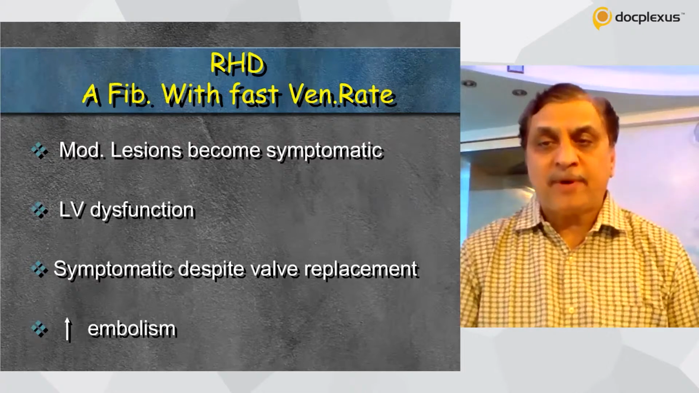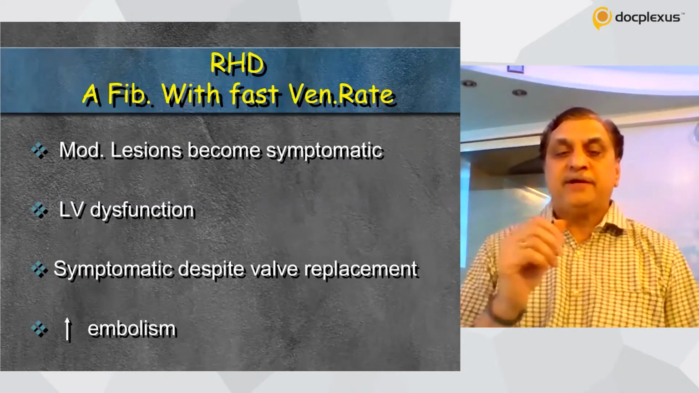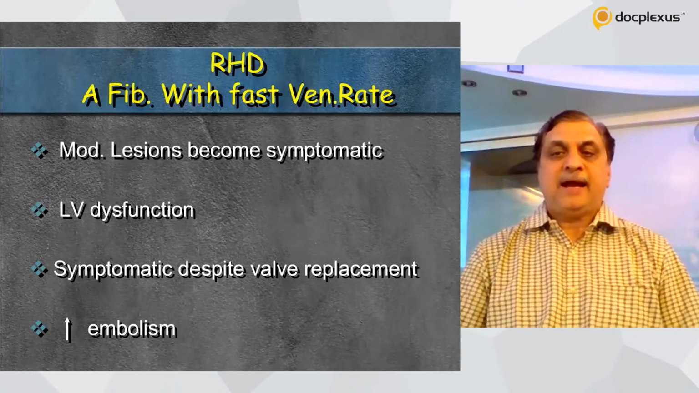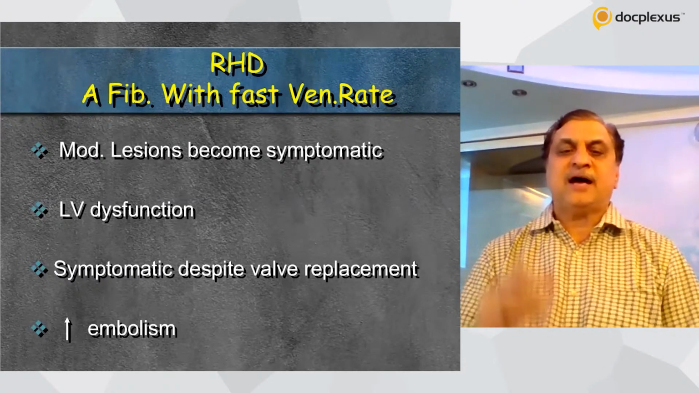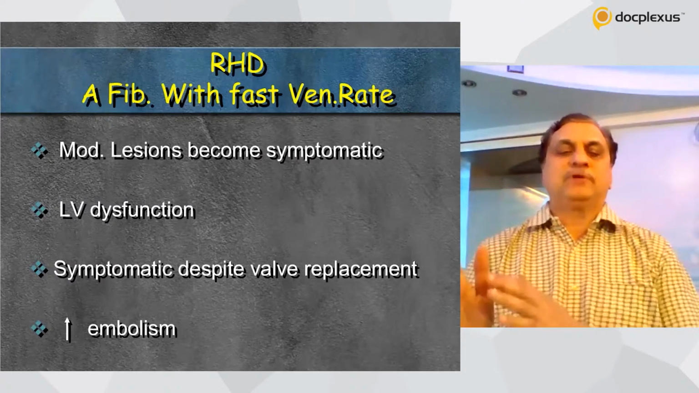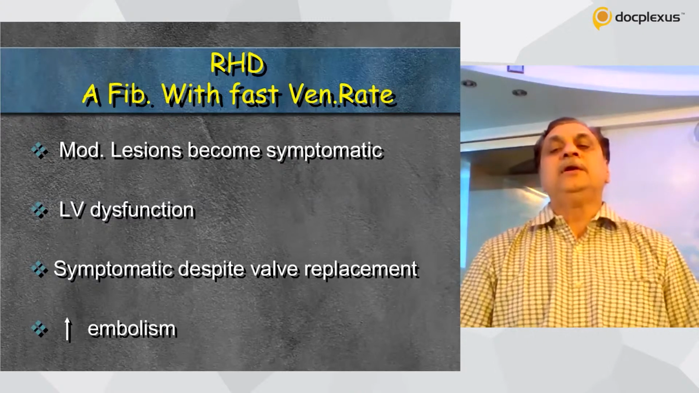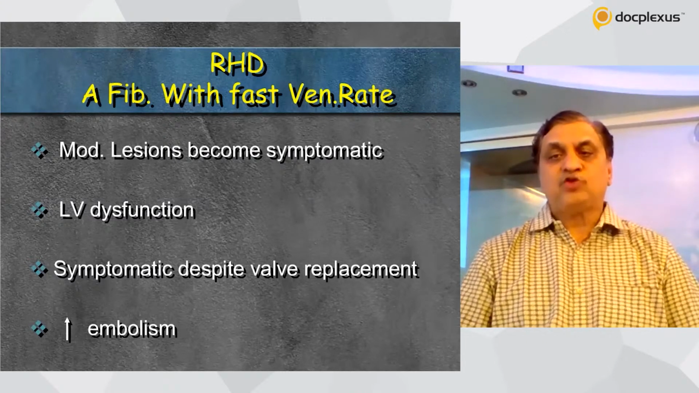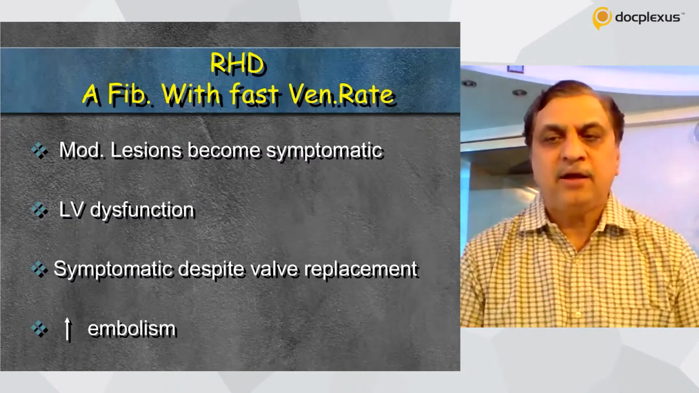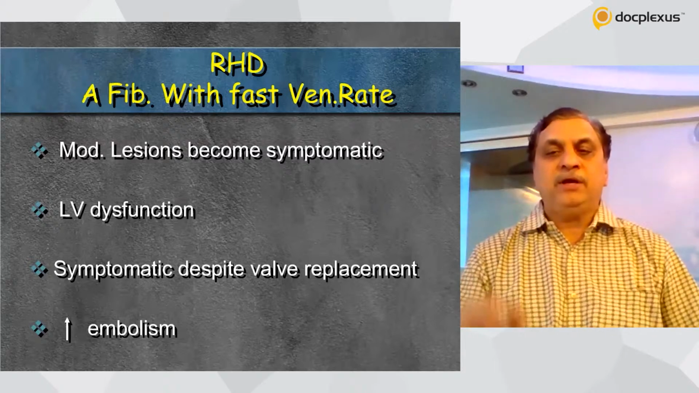If you already develop a tachycardiomyopathy in a patient who you have to replace the valve, remember, patients remain symptomatic despite valve replacement. And the last important point in rheumatic heart disease is, the higher the heart rate with atrial fibrillation, the more the chances of thrombus and embolization. So these are a few important clinical points you must know: in rheumatic heart disease patients with atrial fibrillation, the ventricular rate must be controlled.